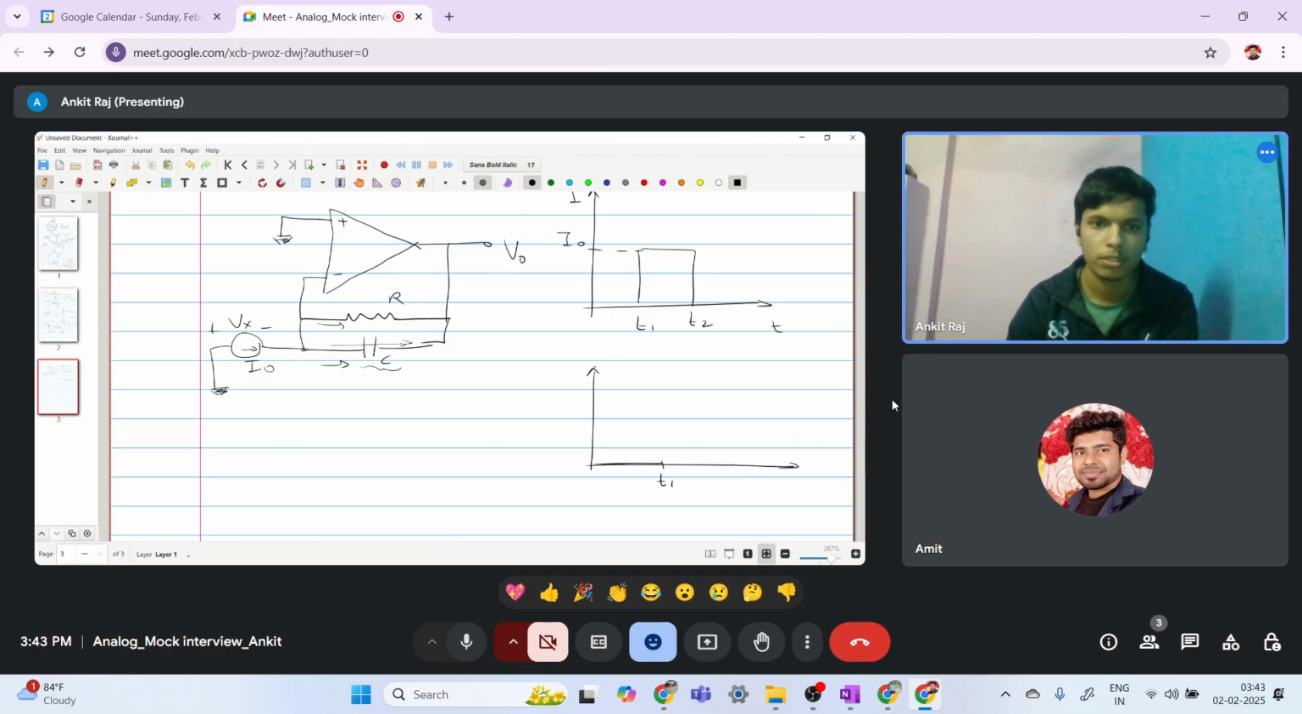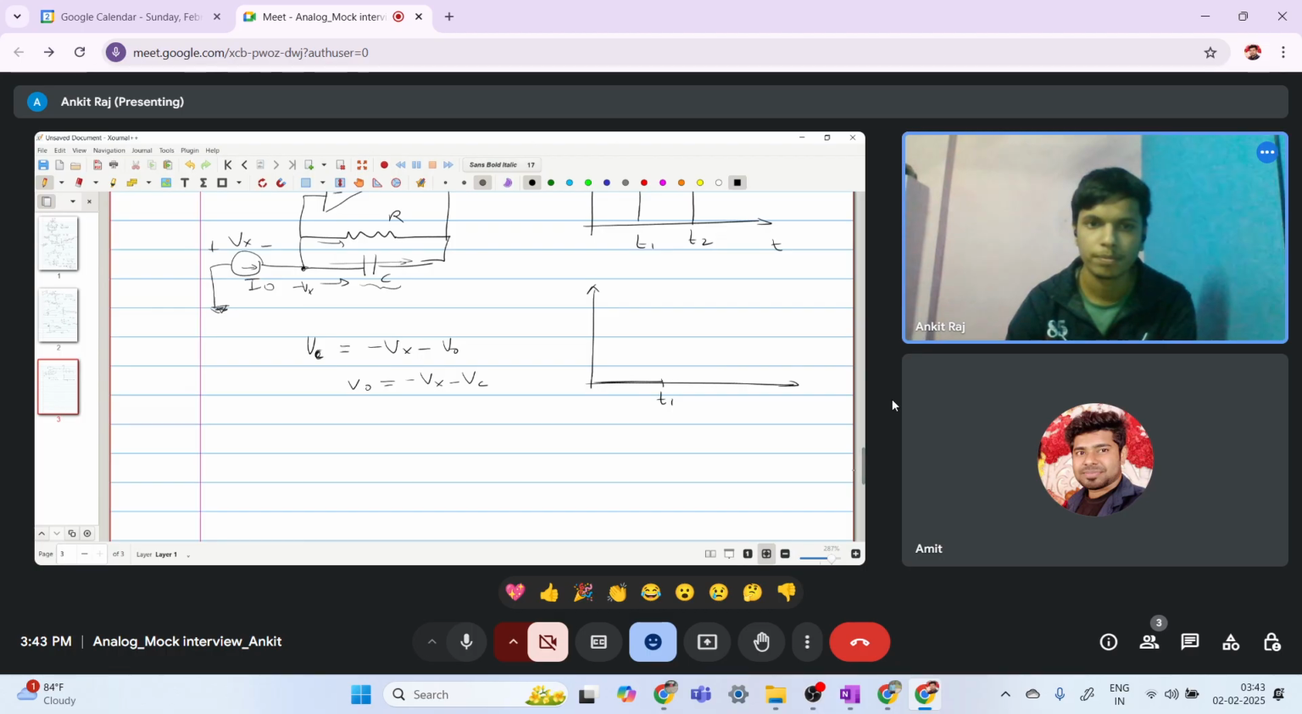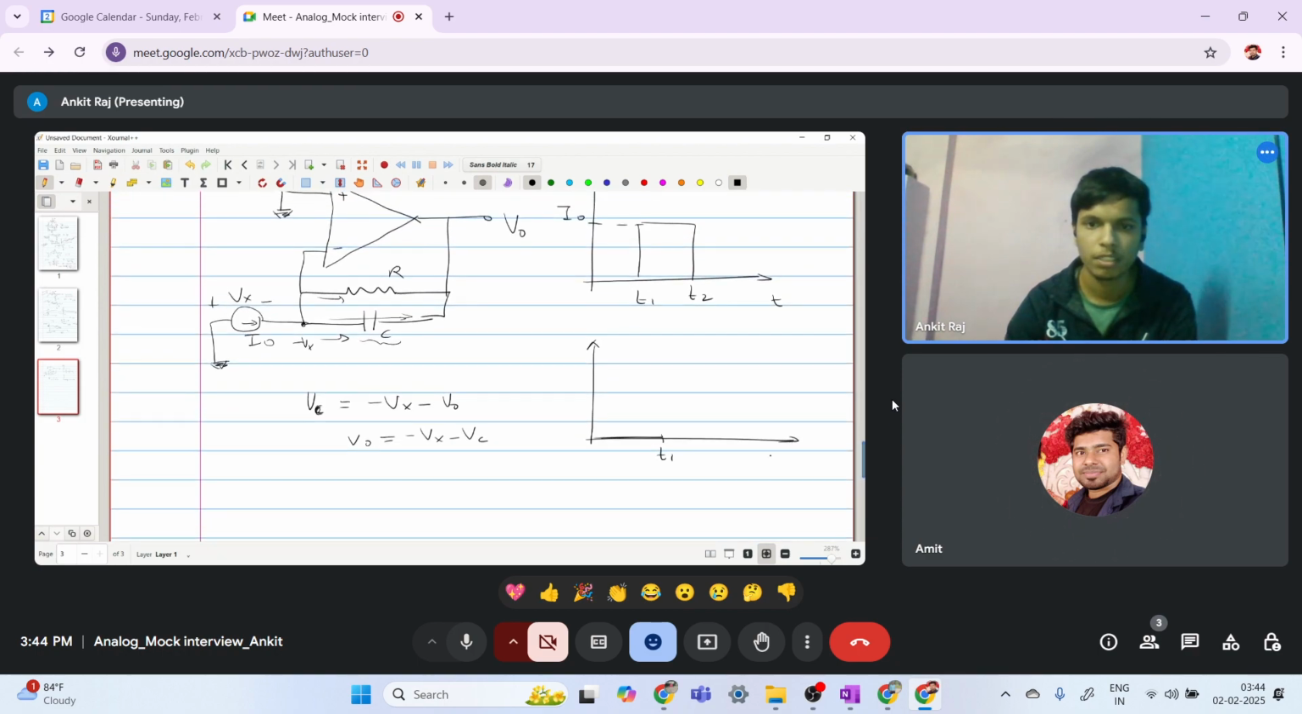So this point is minus Vx. Vc can be written as minus Vx minus V naught. V naught is minus Vx minus Vc. The capacitor voltage will start increasing as it starts charging, and Vx.